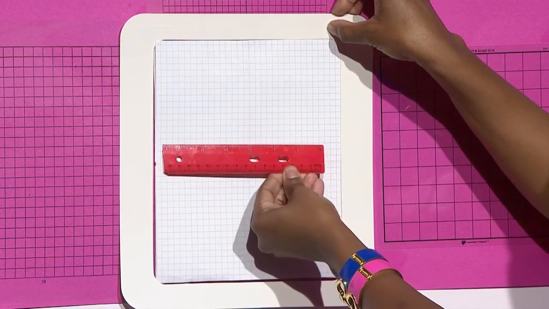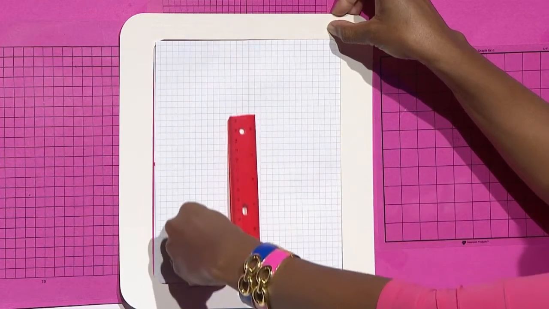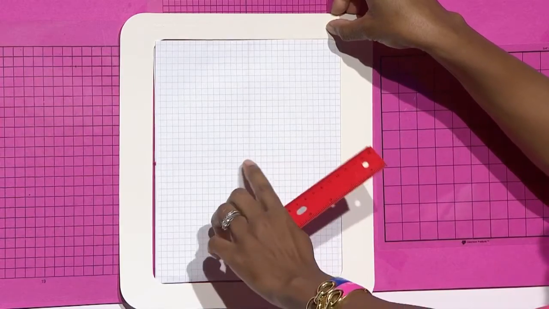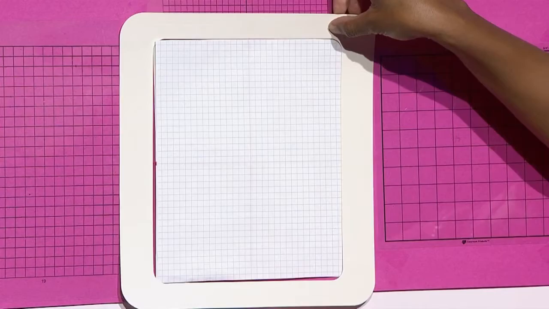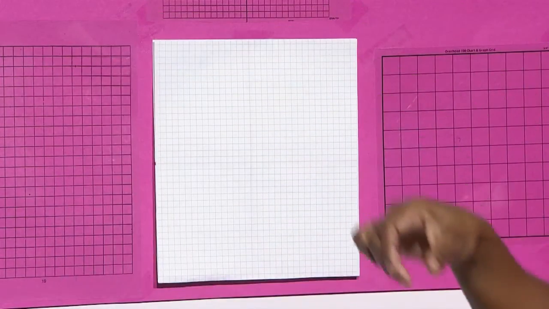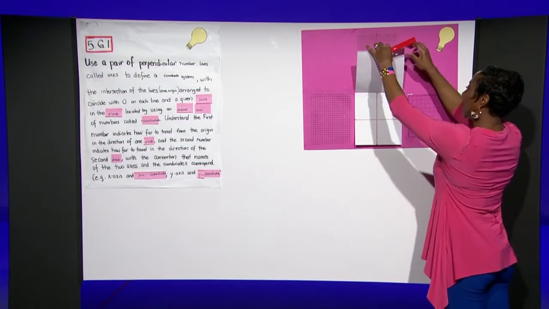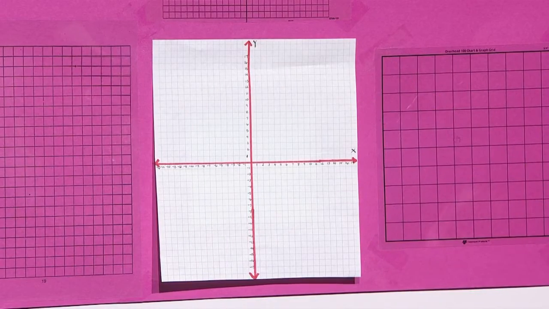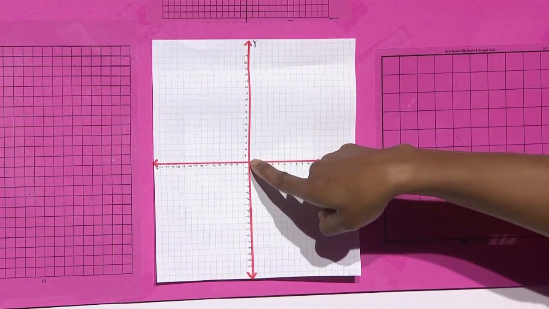I want for you to create an x-axis, and I want you to create a y-axis. And don't forget, where they intersect is going to be the point 0, 0. So take a moment, and I'd like for you to do just that. Did you come up with something that looks like this? Perpendicular number lines intersect at the point 0.